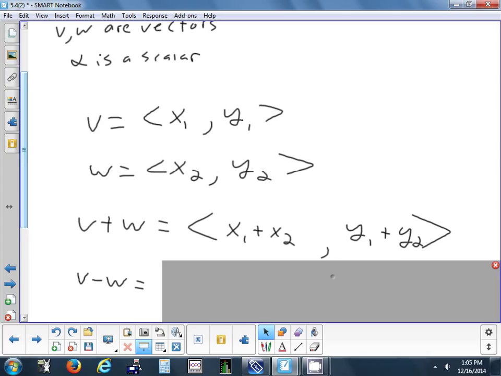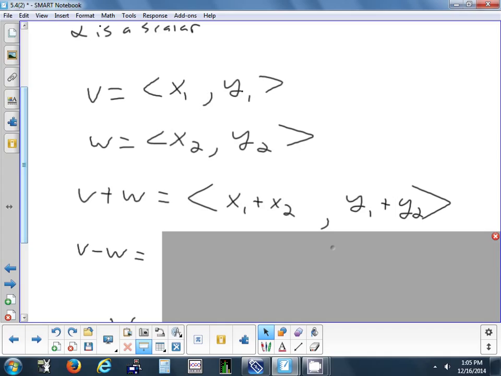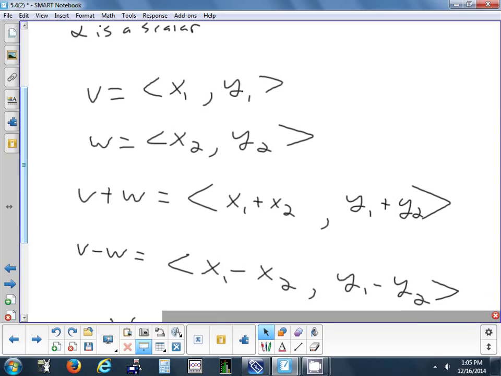How do you think we do subtraction? Subtract the components, yeah. If you want to do v minus w, take x1 minus x2, comma, and then y1 minus y2. So much easier than having to take a vector, flip it around the other way, and then add the opposite. Okay, we don't have to do any of that sketching anymore.